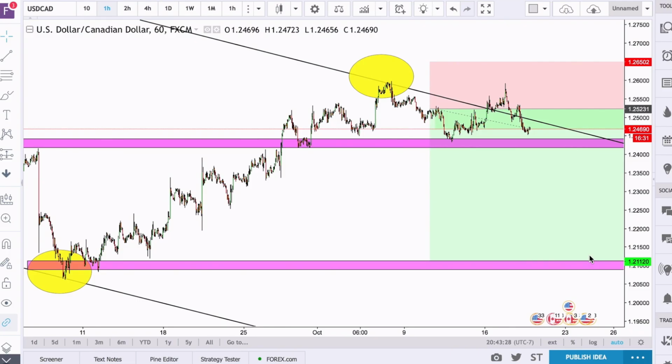Good evening, everyone. Today's date is October 18, 2017. It is 8:45 p.m. where I'm at. I wanted to do a follow-up on the US dollar Canadian dollar trade here.